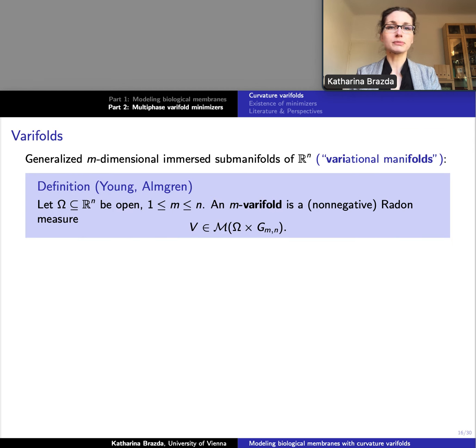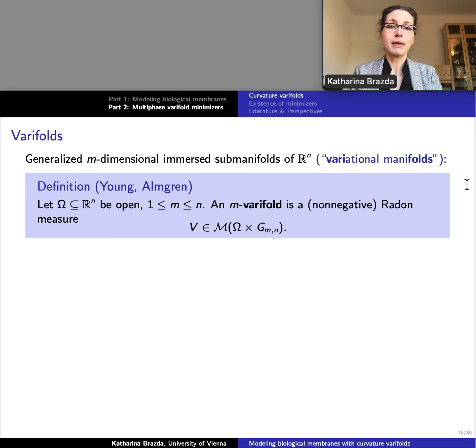Varifolds are a concept of geometric measure theory that generalize immersed submanifolds of Euclidean space or of other manifolds. They were introduced in the 1960s by Young and Almgren with the very aim to tackle geometric variational problems with the direct method of the calculus of variations. This also explains their name, which is a concatenation of variational manifolds.